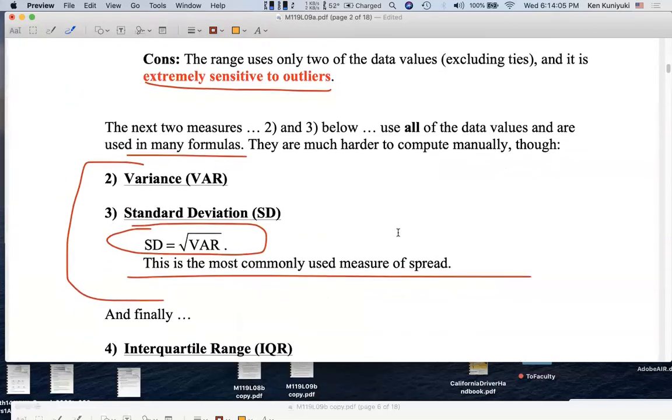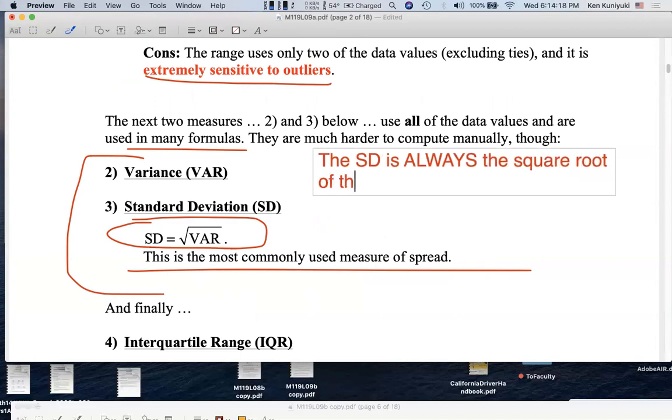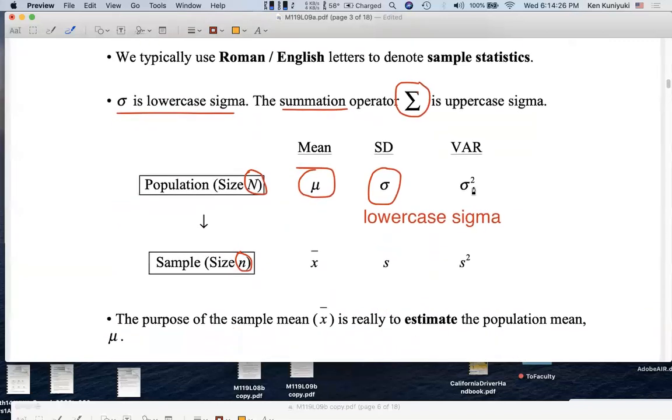And remember, the standard deviation is always the square root of the variance. I'll even type it out. The standard deviation is always the square root of the variance, whatever the context, right? Which means that the variance is always going to be the square of the standard deviation. The population variance is given by sigma squared.